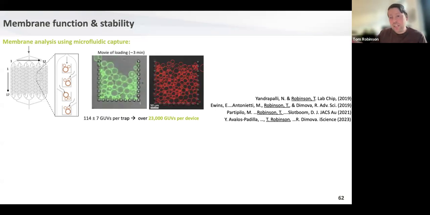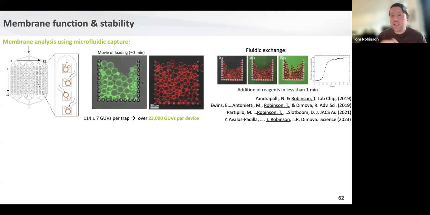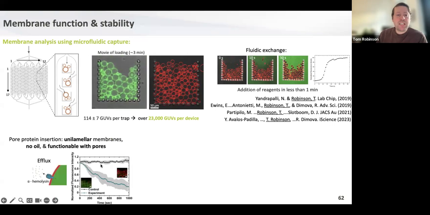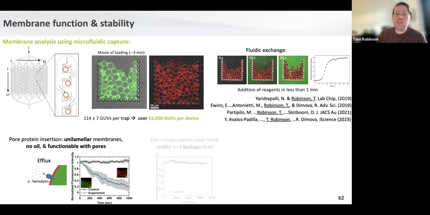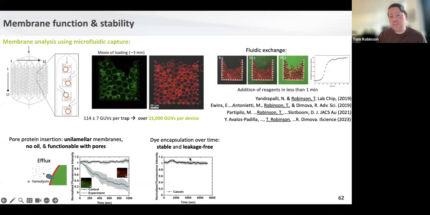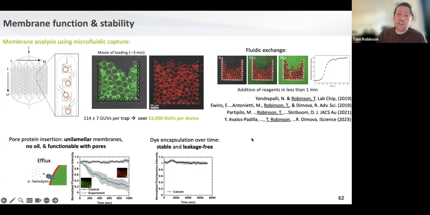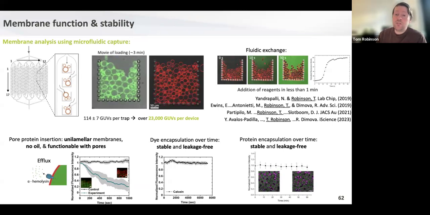We can still do fluidic exchanges, so we can add and remove things from the outside to do tests on our membranes. In this case, we were adding alpha hemolysin pore just to make sure that we have a unilamellar membrane, that there was no oil, and that we could functionalize them as well. We also checked for leakage and stability, using small molecules over time, dyes in this case, and also protein encapsulation. Everything was good with our microfluidic GUVs. They were stable and leakage free.